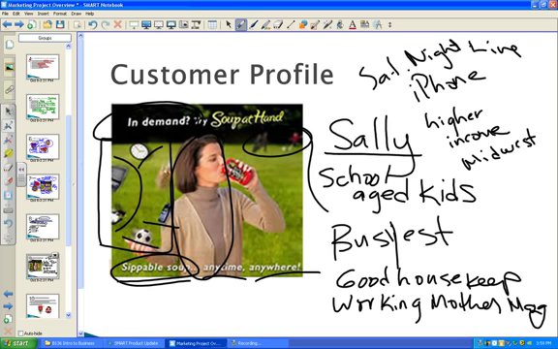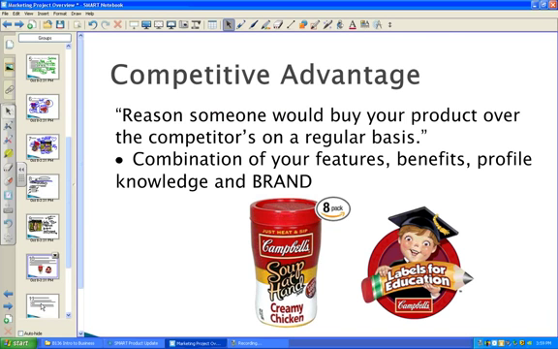Now we're starting to put together a customer profile. So this is the kind of information you're trying to gather. And I will, in that link, include a worksheet that will help you think through some of the questions you could be asking yourself. Now let's gather some of this together into a competitive advantage.